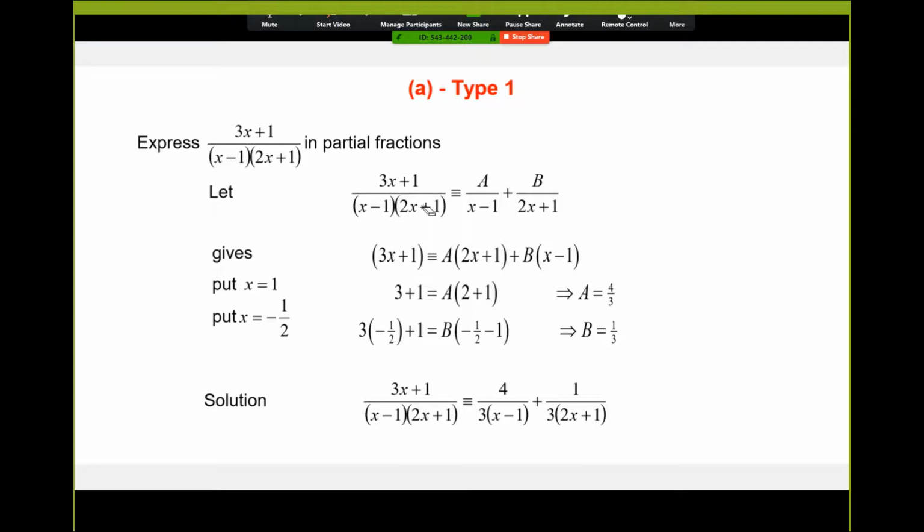Plus b times negative 1/2 minus 1. Okay, if we simplify, this is negative 3/2 plus 2/2 equals negative 3/2 times b. Or negative 1/2 equals negative 3/2 b. So if I multiply by 2 and divide by negative 3, I'll get b is equal to 1/3. Okay, any questions on this one?